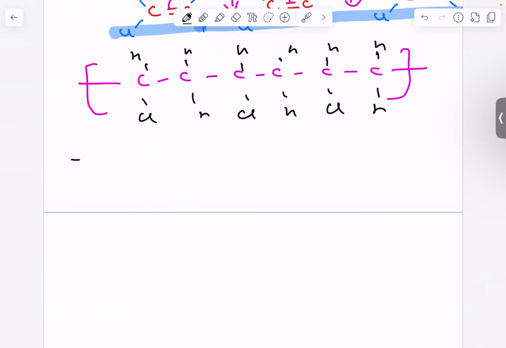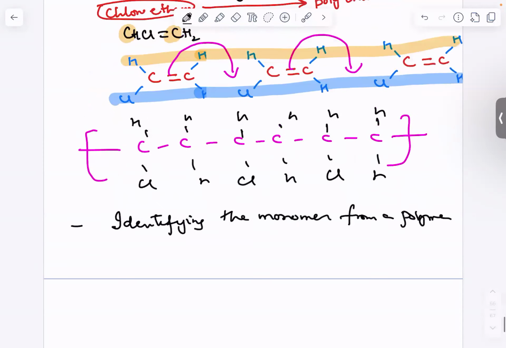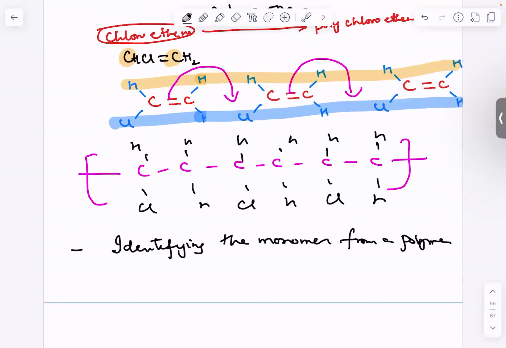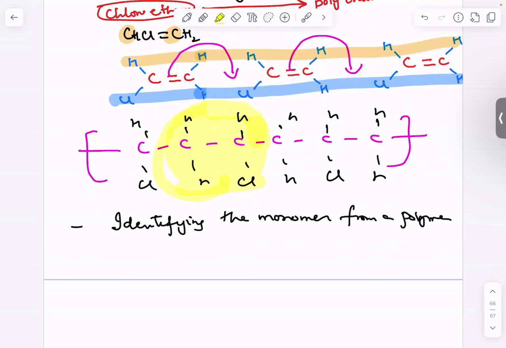Now, I have already done that with you, that is identifying the monomer from a polymer. I have already told you, for example, this is given to you. What you need to do is you will just check the polymer, and then you will highlight the monomer. And this is the monomer. So you will identify the monomer like this. Is it clear? Okay.